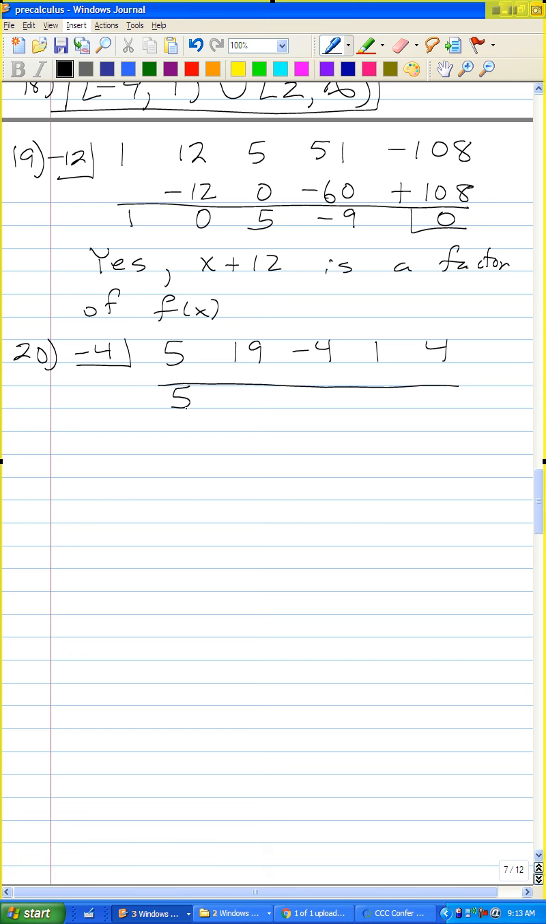Bring down the 5, times negative 4 is negative 20. Plus 19 is negative 1, times negative 4 is a positive 4. Plus, so 4 minus 4 is 0, times negative 4 is 0. Plus 1 is 1, times negative 4 is negative 4, minus 4 is 0. So the answer is yes. Again, yes, x plus 4 is a factor of my function.